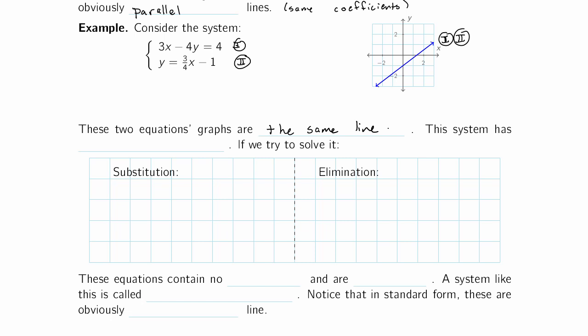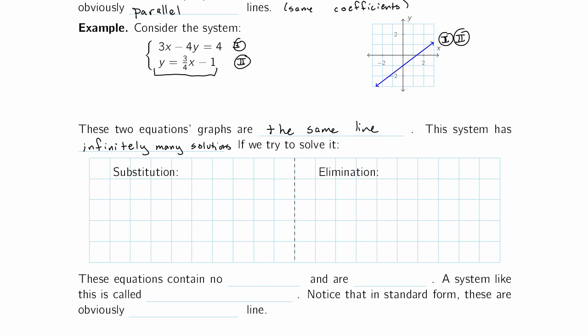Now, when that happens, we have a system with infinitely many solutions. Namely, every point on the line is a solution to the system. Typically, we describe that by just saying everything that works in that equation is a solution to the system. And again, if we've actually drawn the graphs, this is obvious. What happens if we try to solve this algebraically rather than by looking at the graph? Again, I'm going to use both methods for this just so we can see what happens in both methods.